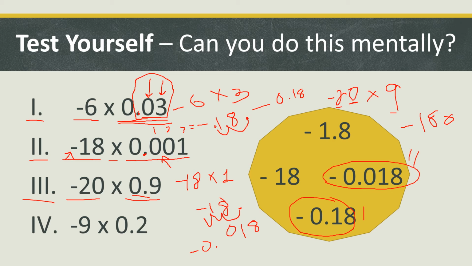Now there was only one digit after the decimal point, so there must be one digit after the decimal point in the answer as well. So we move the point one time to the left and we'll get negative 18.0, but since 0 has no value, we'll just write negative 18, the answer for number 3.